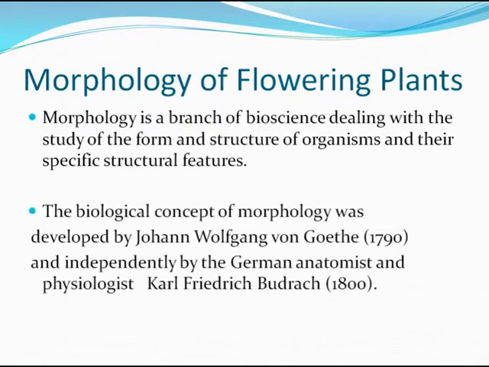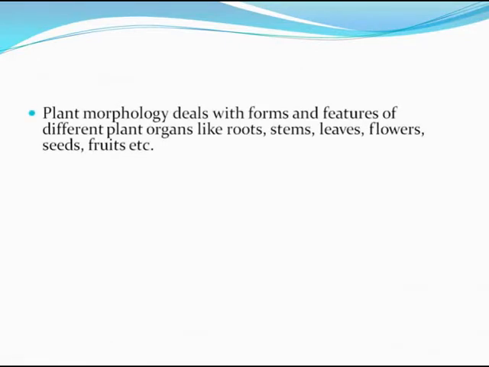The biological concept of morphology was developed by Johann Wolfgang von Goethe in the year 1790 and independently by the German anatomist and physiologist Carl Friedrich Burdach in the year 1800. Plant morphology deals with forms and features of different plant organs like roots, stems, leaves, flowers, seeds and fruits.